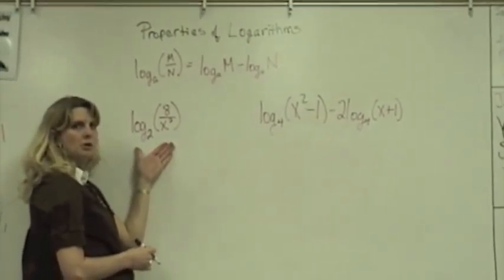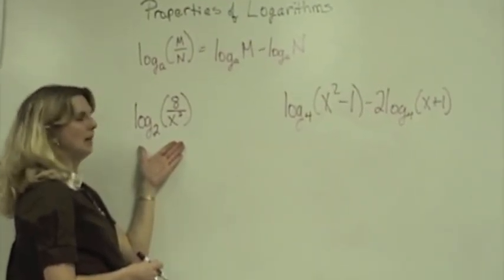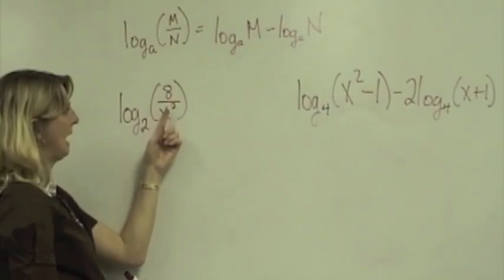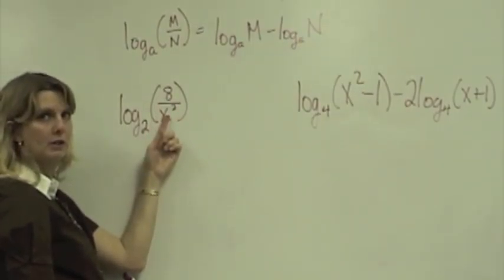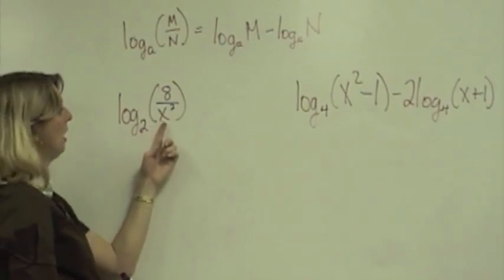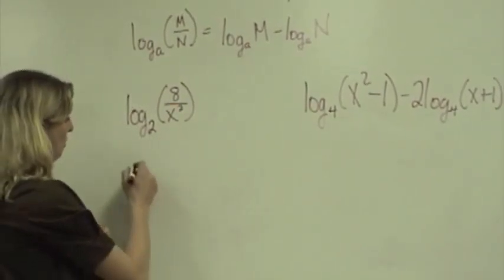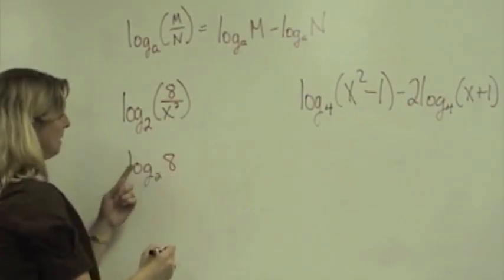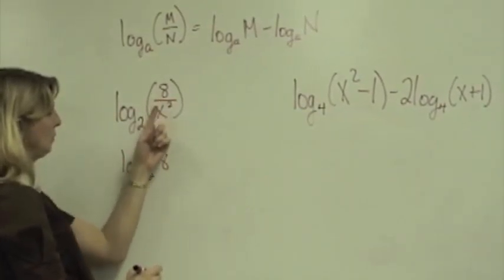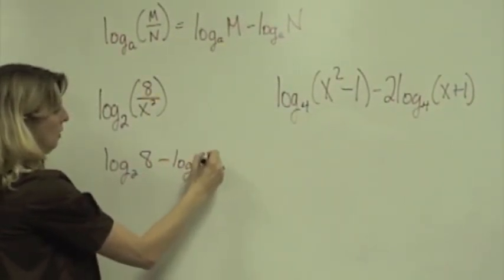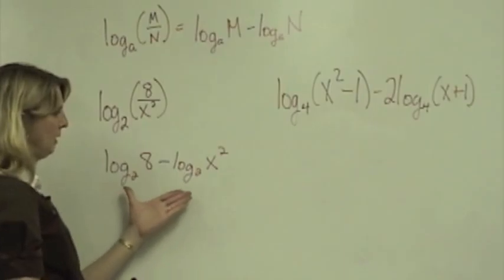On this question, the directions would state, expand the following log. We have a fraction or a division problem. We're going to take the log base 2 of this quotient. So we'll expand it to be the log base 2 of 8, which is the numerator, minus the log base 2 of the denominator.